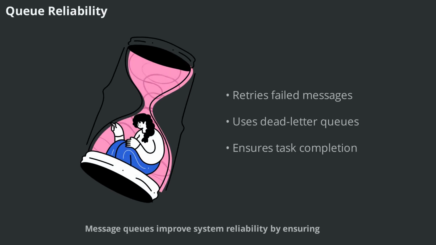Message queues improve system reliability by ensuring that tasks aren't lost if a worker fails. Messages can be retried or moved to a dead letter queue for later analysis. This guarantees that important work is not missed, even during failures or restarts, making your system more robust and fault-tolerant.